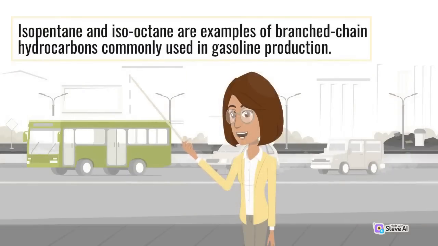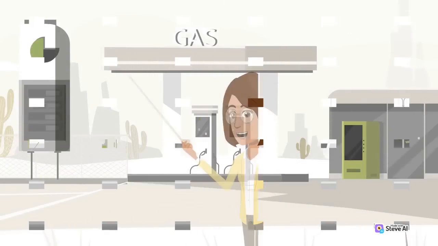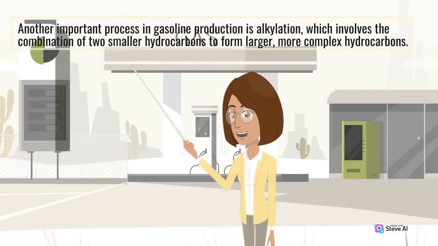Isopentane and isooctane are examples of branched-chain hydrocarbons commonly used in gasoline production. Another important process in gasoline production is alkylation, which involves the combination of two smaller hydrocarbons to form larger, more complex hydrocarbons.